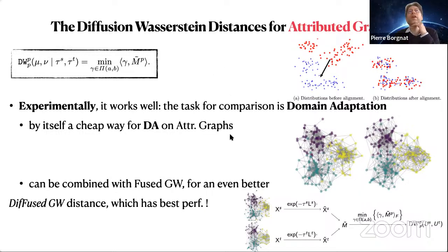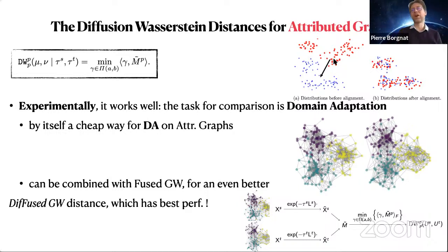So what we did is to try to use that for the task of domain adaptation on attributed graphs. So what is domain adaptation? Here you have a small picture on the right telling you that you have acquired measurements in blue that you are able to, I don't know, classify, cluster, do whatever you want on. And now you have a new set of measurements in red, which is not well aligned to your initial data because the measurement has changed, the data has changed, the power of the measurement has changed.